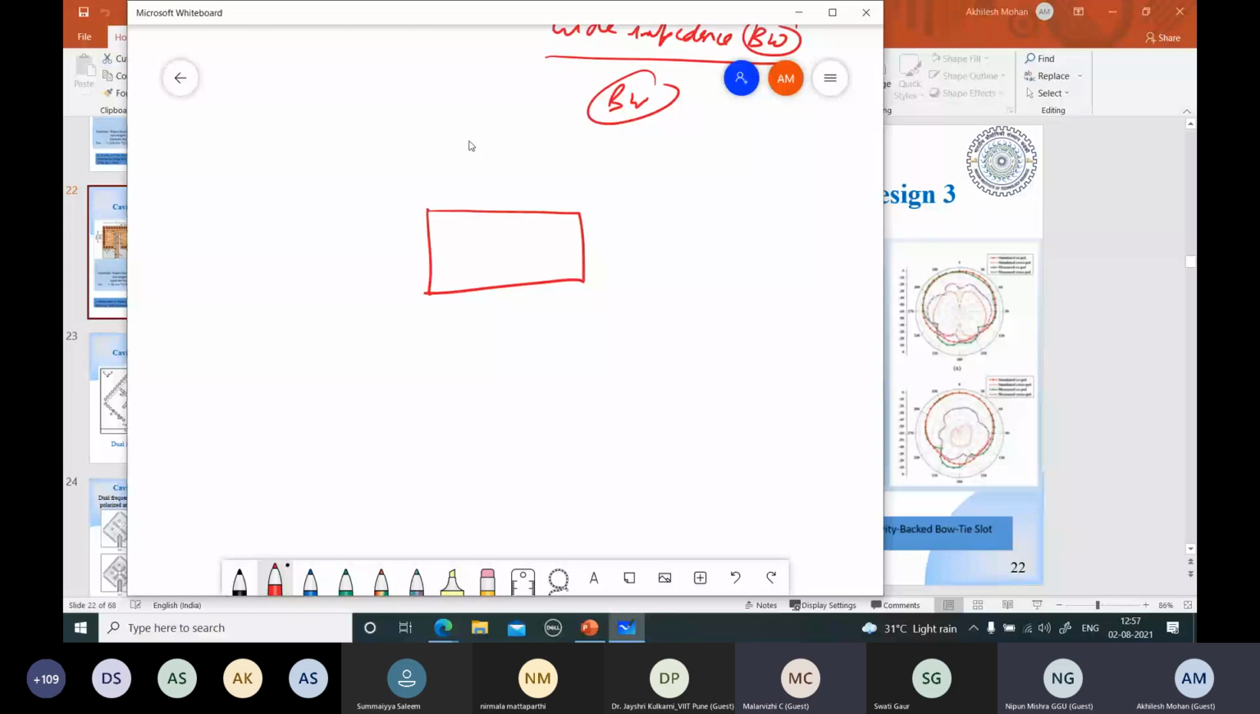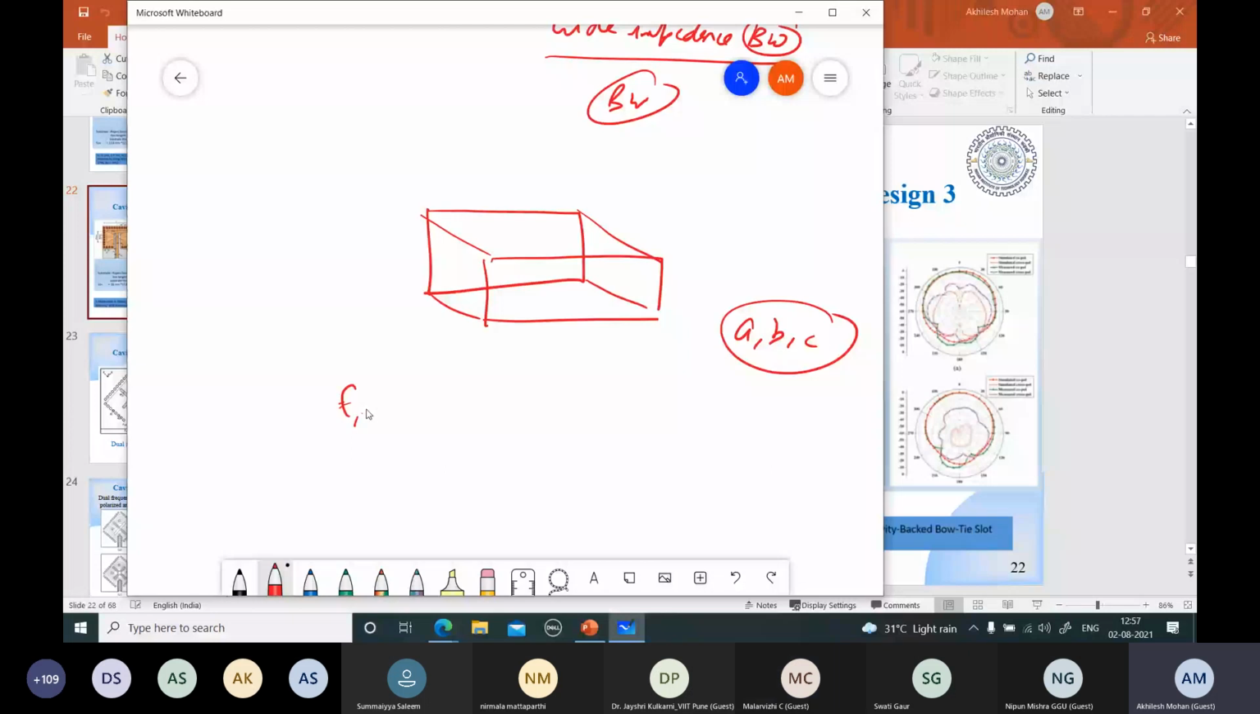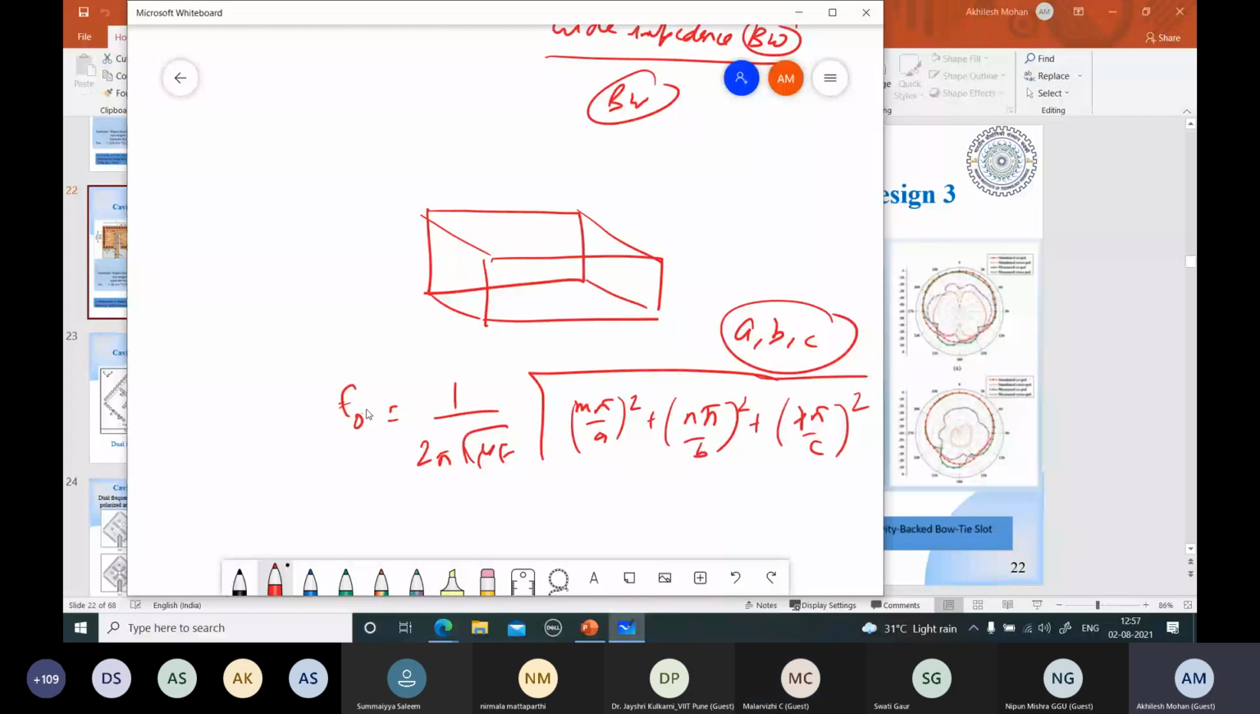So you must have studied during your BTech that for a rectangular cavity, let's say with dimensions a, b, c, the resonant frequency will be given by 1 over 2 pi root mu epsilon, times the square root of m pi by a squared plus n pi by b squared plus p pi by c squared. Do you know this? Yes or no? No, sir. Then it will be difficult.